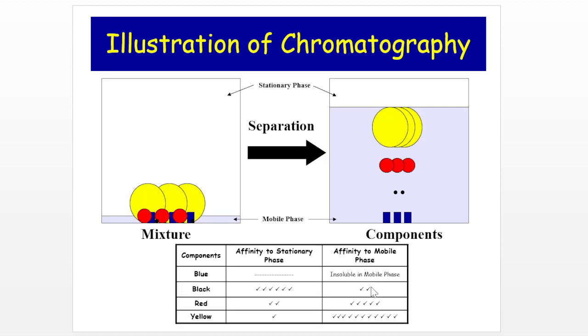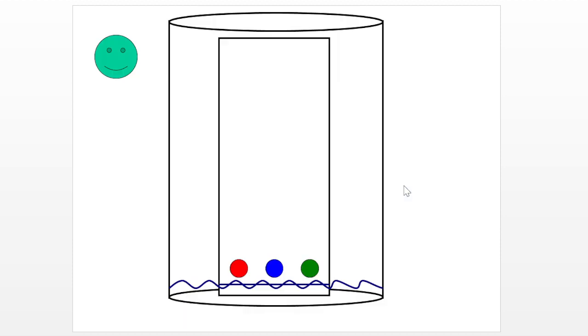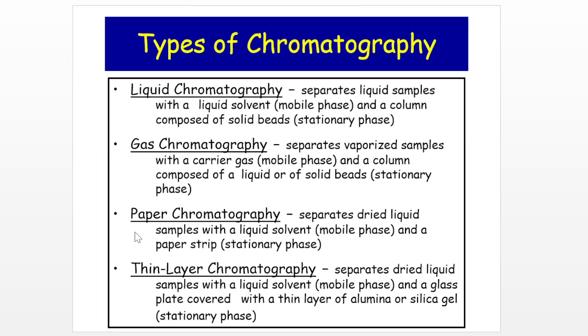Here is the example in which a mixture is shown and later this mixture is separated into its components. The yellow one is separated, the red one, and also the black and blue ones. Here is a detailed diagram of chromatography.